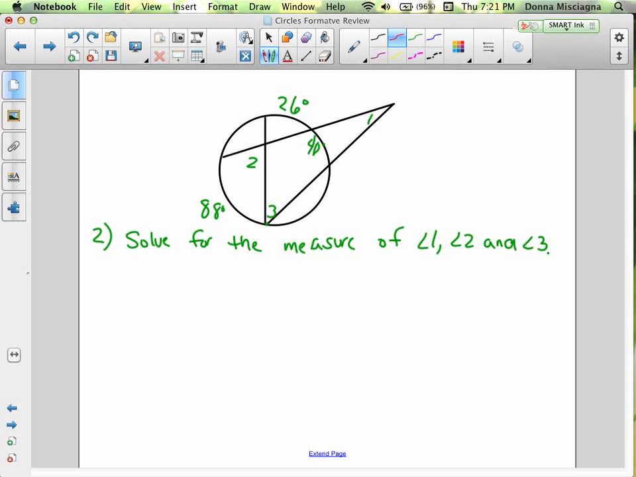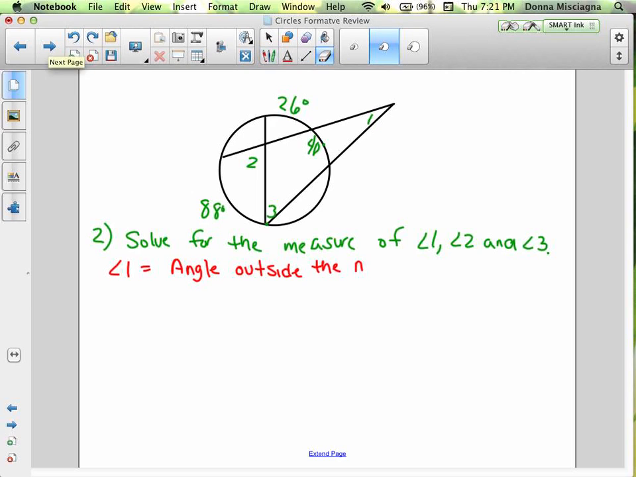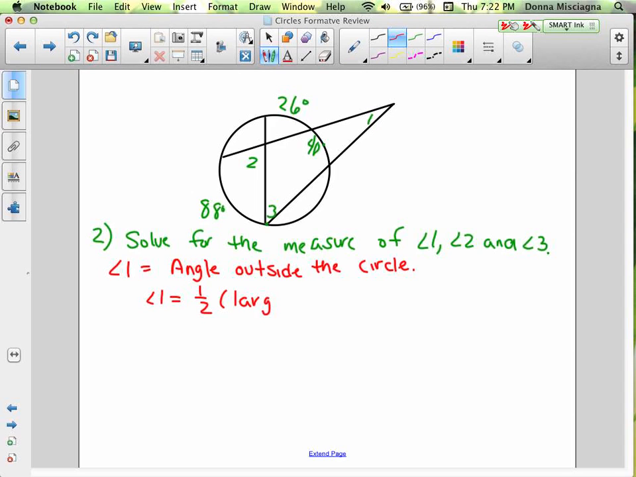So angle 1 is an angle outside the circle. By the way, feel free to take notes on this. Now I'm going to write the word notes. So it's an angle outside the circle. You can use the notes however you like. So feel free to take notes if you want. So an angle outside the circle, remember, is equal to, so angle 1 is going to be equal to 1/2 large arc minus small arc.